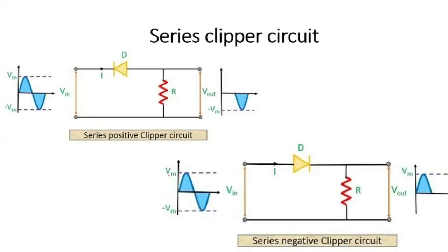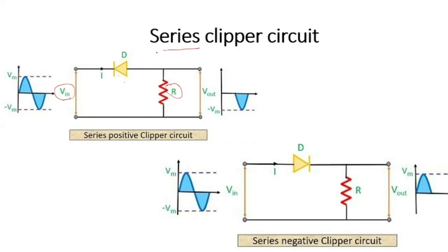now we are starting to solve a circuit for the series clipper. How can we say that it is a series clipper? If the diode is connected in series with the input voltage, or the diode is connected in series with the resistor, then we can say that it is a series connection.